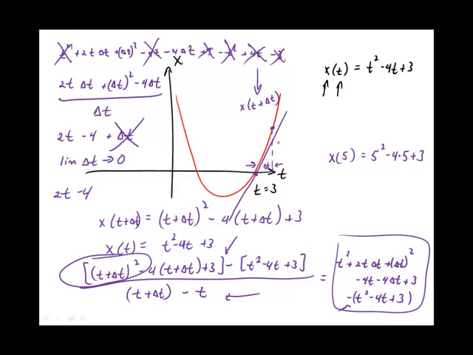So that's the slope of this tangent line. And when t is equal to 3, that's 2 times 3 minus 4, which is 2. 6 minus 4 is 2. So the slope of this line is 2. And if I went to a different point, say here, the slope would be different. As a matter of fact, at that point, the slope is going to be 0.